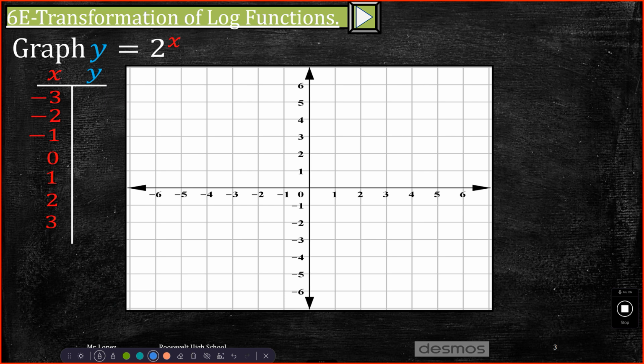That's what you're supposed to remember, and we practice it so much that I don't want to talk too much about it. 2 to the 3rd is 8, and because it has a negative, it's going to be a fraction, 1/8. So you get 1/8, then 1/4, then 1/2, then 1, 2, 4, 8. We graph these points on the graph, and it looks like a ramp.